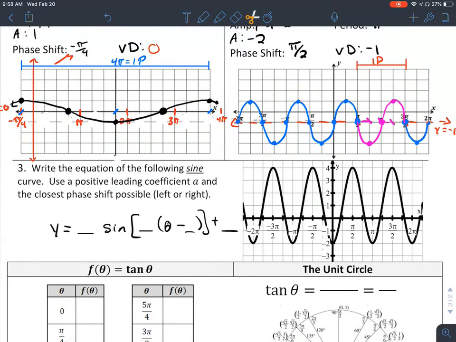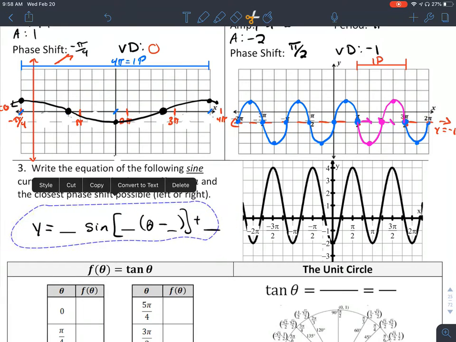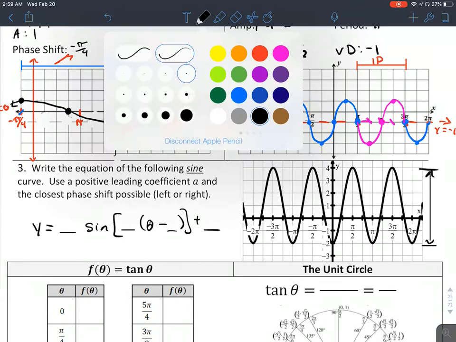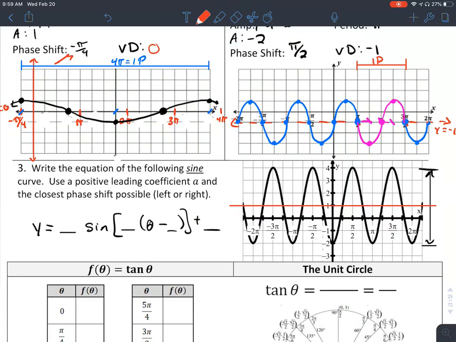Let's not do the phase shift. Let's do vertical displacement first. This graph goes as high as 4 and as low as -2. Well, the midline is going to be halfway between that. So the midline here is at y equals 1. If the midline is y equals 1, that means vertical displacement is 1.